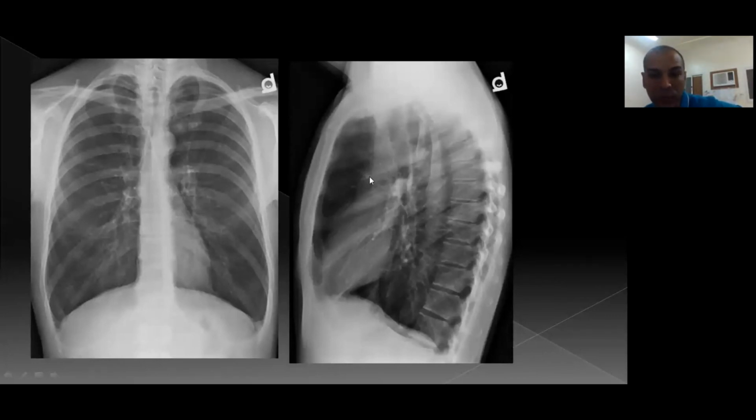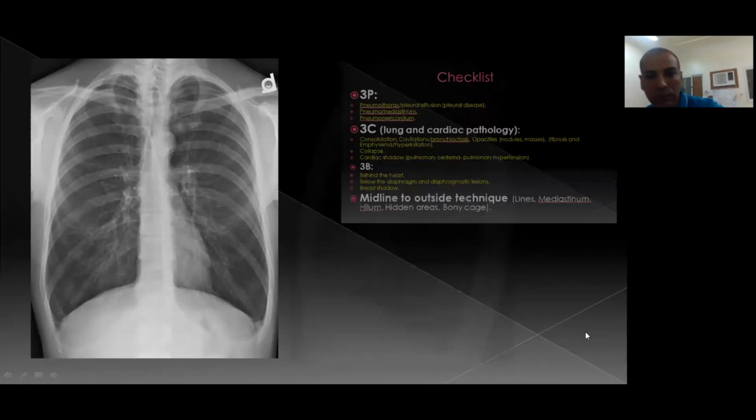In the lateral view there is a widening of the retrosternal lucency. This lucency should be smaller than this one. So we have three signs for pulmonary emphysema: hyperinflated lung fields by the ribs, flattened diaphragmatic copula, and exaggerated or widened retrosternal lucency. This is a typical case of pulmonary emphysema. Thank you so much, doctor.